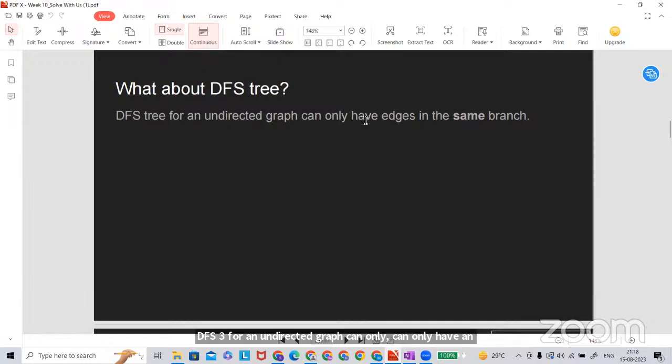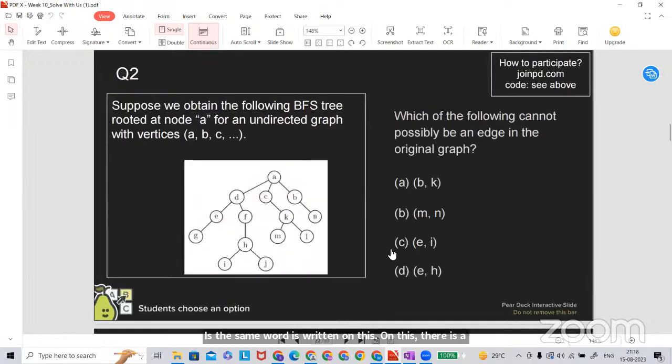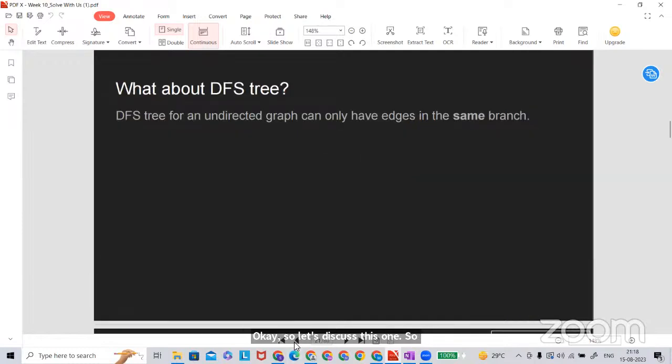So the same statement is written here. Let's discuss this one. A DFS tree for an undirected graph can only have an edge in the same branch. If the vertices are in two different branches, then there is no possibility that there is an edge.